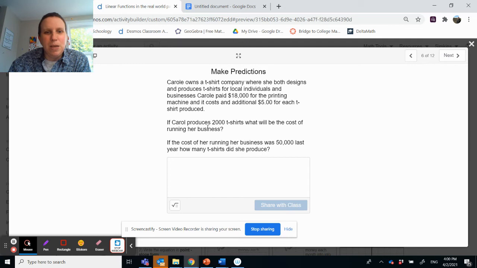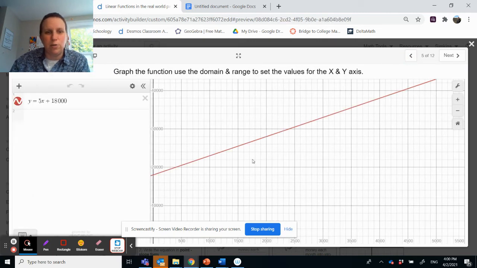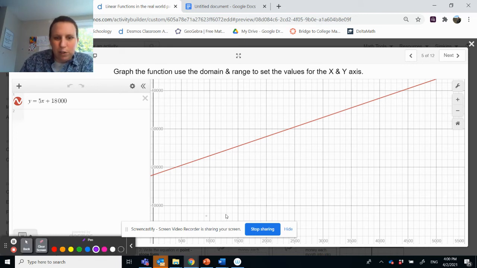So now it asks me, if she produces 2,000 t-shirts, what will be the cost of running her business? Well, let's go back and find that on the graph first, and then I'll show you how to do it with an equation. Okay. So we're looking for, if she prints 2,000 t-shirts, 2,000 is here.